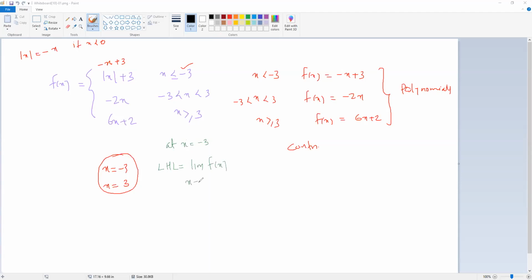You are approaching 3 from the left side. Sorry, I was taking minus 3; just for a moment, make it 3. We're checking at 3 first. So for the left hand limit, when you're approaching 3 from the left side, what is the function? You can see that the function is minus 2x. It is like this. Minus 3.